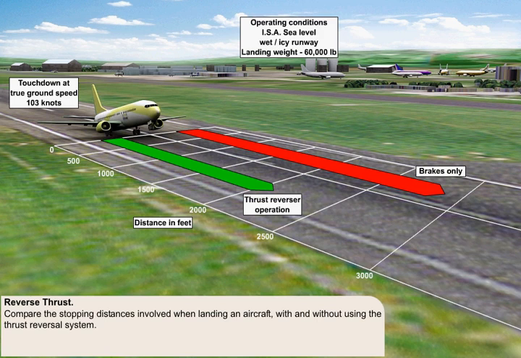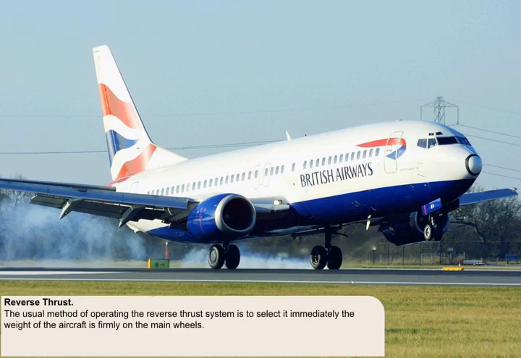This diagram compares the stopping distances involved when an aircraft lands on a wet and icy runway with and without using thrust reversal. The usual method of operating the reverse thrust system is to select it immediately the weight of the aircraft is firmly on the main wheels. This method of operation, coupled with the use of spoilers, can reduce the landing distance dramatically without producing friction at the wheel brakes.